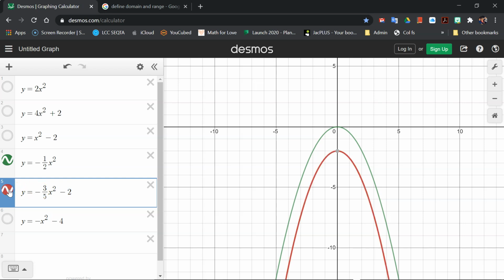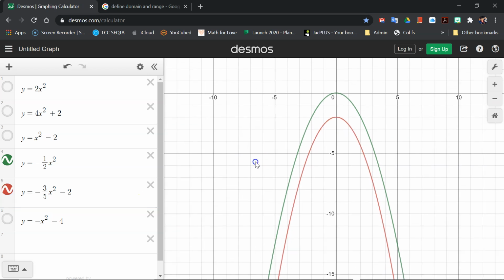So let's see what that looks like. Yep, so as we predicted, it's moved 2 units down, and it's slightly skinnier than the green. Okay, it's only slightly more than just a half.